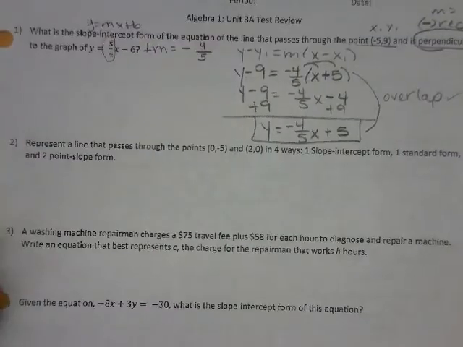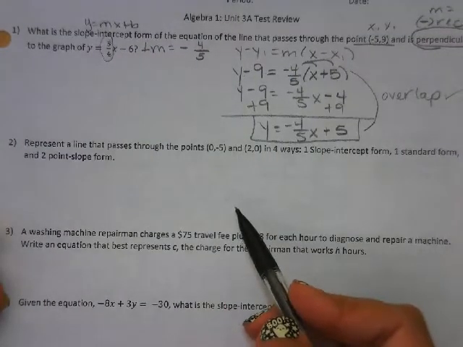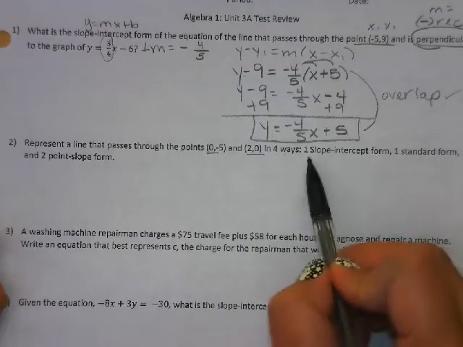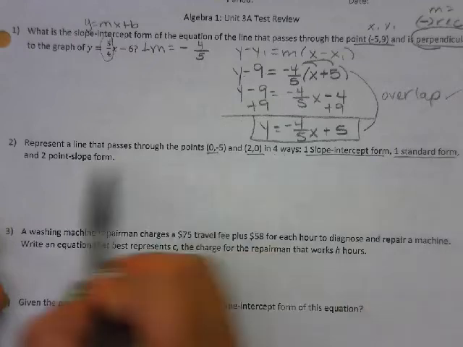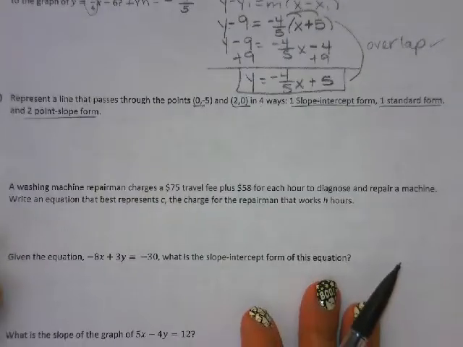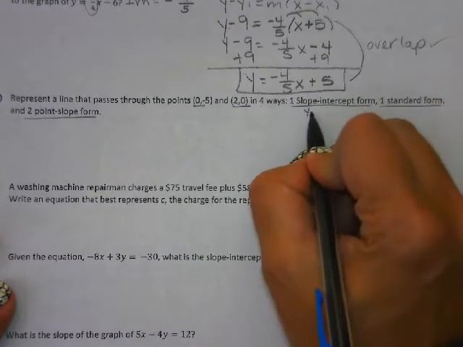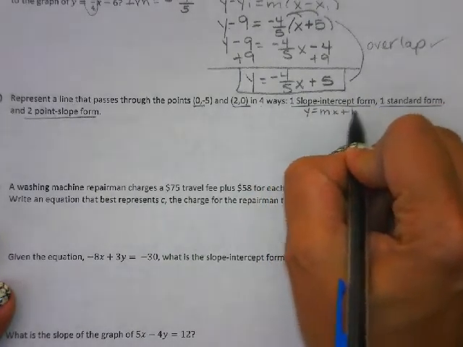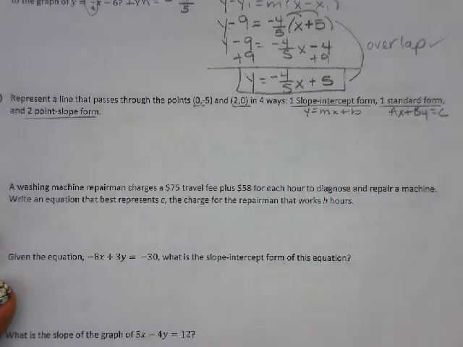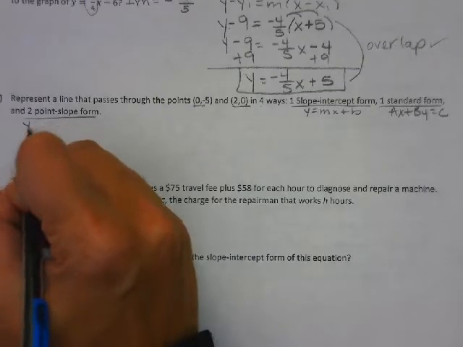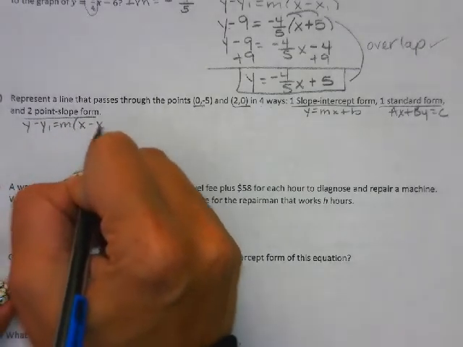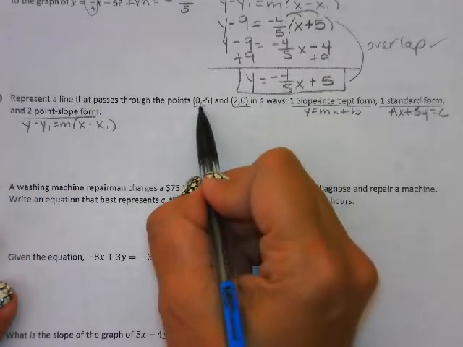Number 2, represent a line that passes through the point. So we have 2 points in 4 ways. So slope-intercept, standard, and 2-point slope form. So we have 2 different coordinates here. So remember, slope-intercept is y equals mx plus b. Standard, ax plus by equals c. Remember that those can only be integers. Point-slope is y minus y1 equals m times x minus x1. And I have 2 coordinates.